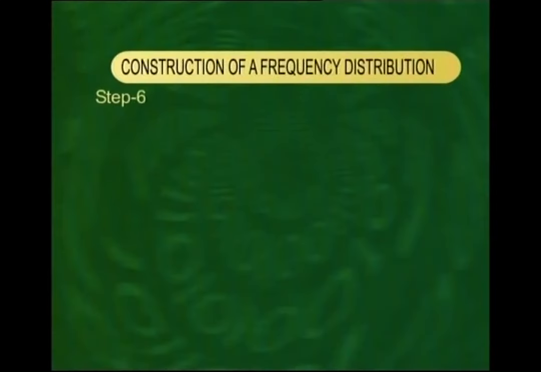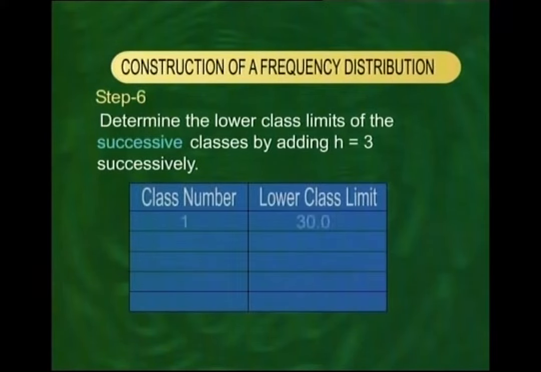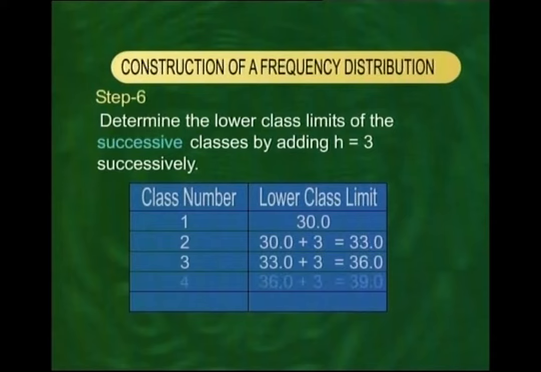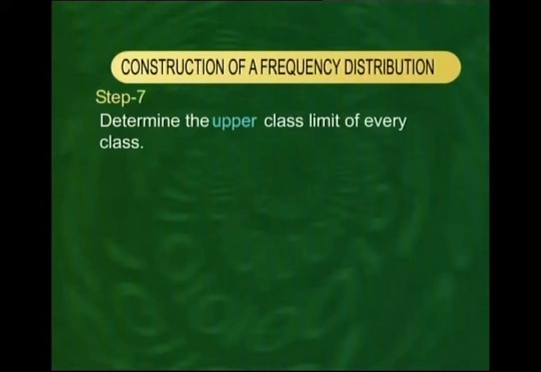Now, all we have to do is to successively add the number 3 to the number 30.0. Yani, now as you can see on the screen, the lower limit of the first class is 30.0. Then 30.0 plus 3 gives us the lower limit of the second class as 33.0. The lower limit of the third one is 33.0 plus 3, and that is 36. Similarly, we have 39 and 42. Lower limits to ab determine ho gaye. Now we want to determine the upper limits.